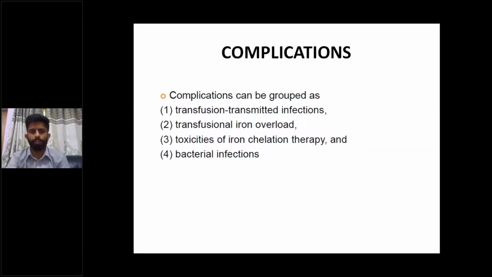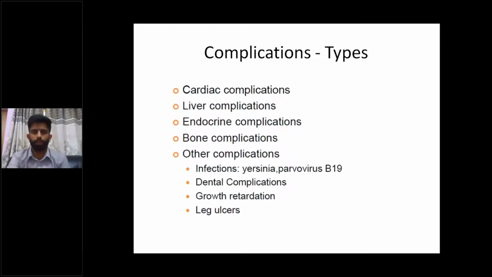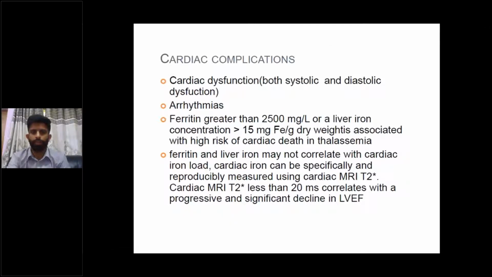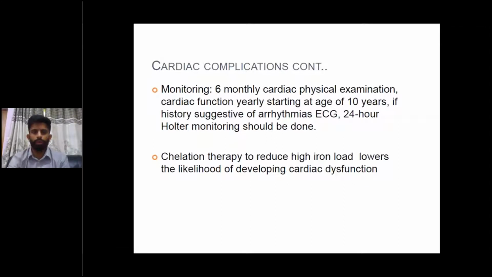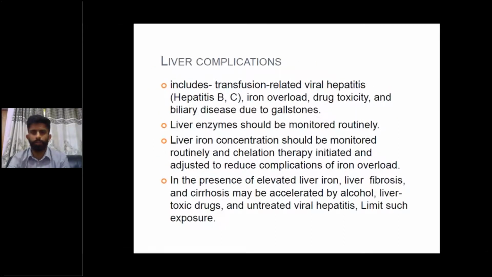So these are the complications. There are transfusion-related infections, transfusional iron overload, toxicities of iron chelation therapy, and bacterial infections. The types of complications are cardiac, liver, endocrine, and bone complications. Cardiac complications: if the ferritin is greater than 2500, then you can see it in MRI T2, and cardiac dysfunction can be there, and arrhythmias are the most common complication seen in iron overload. Chelation therapy is the treatment for it.